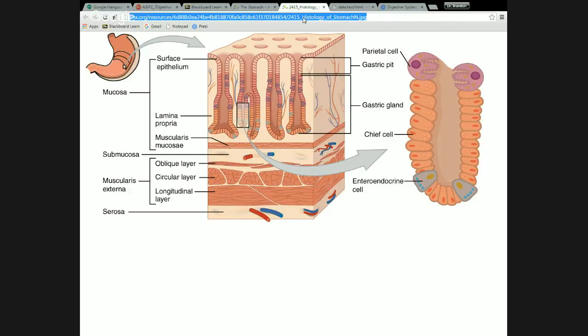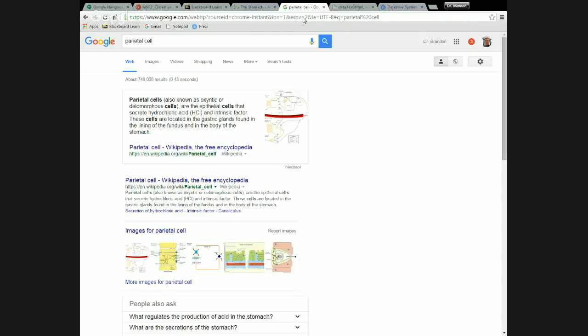Now, unfortunately, the book doesn't have a picture of the parietal cell. So let me pull one up here.